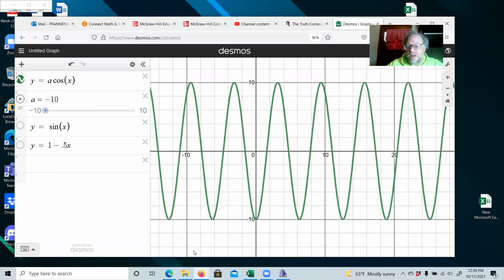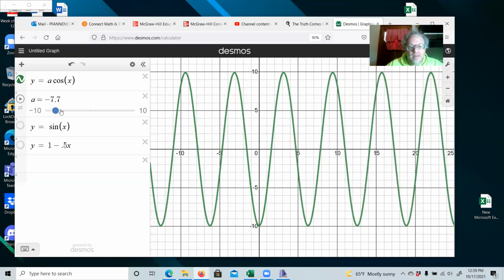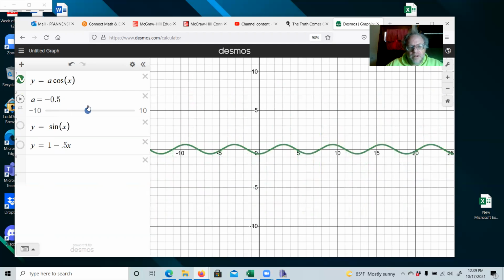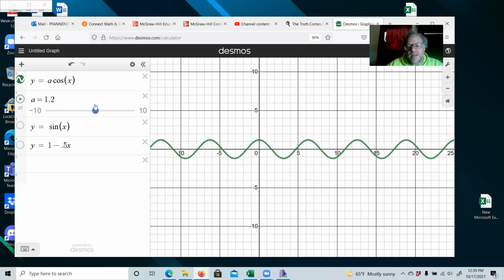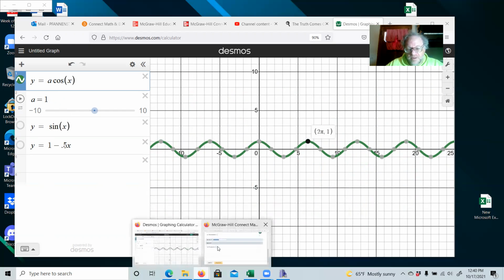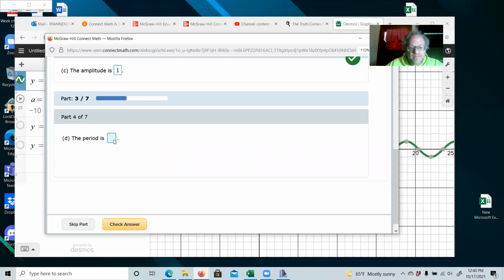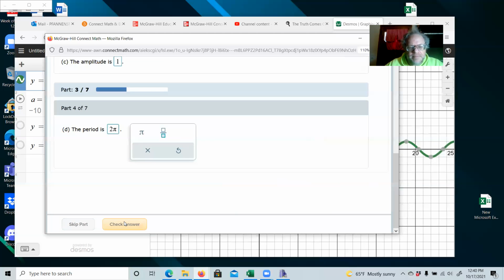All you have to remember is that on a basic vanilla sine or cosine, we start at 0 and we get through one waveform at 2 pi. So we know the period is 2 pi on this one.